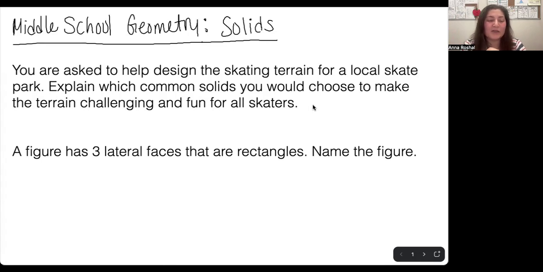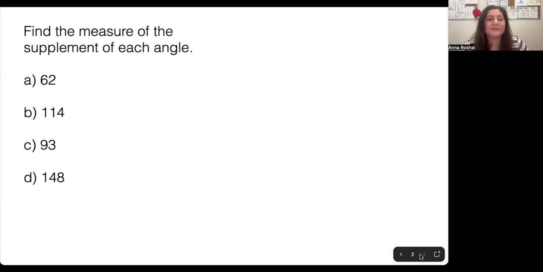Okay, a figure has three lateral faces that are rectangles. A lateral face is kind of like this, and this. So this one has three lateral faces that are rectangles. Name the figure. This is going to be a triangular prism, because the bottom and the top are triangles. Because they're exactly the same, they're going to be prisms. And because the bottom and top are triangles, it is a triangular prism, not just a regular prism.